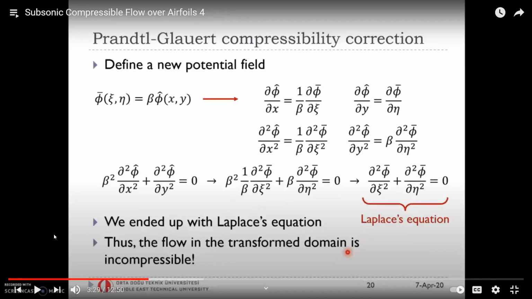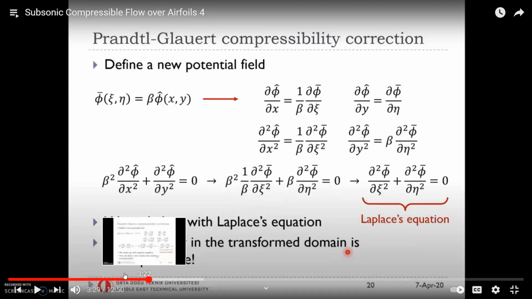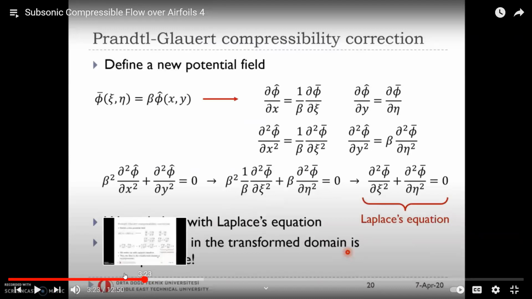Yes, we basically get the Laplace equation for the new domain. So with the magic of mathematics, now you ended up with Laplace's equation, right? Of course, the variables are different. The dependent and the independent variables are different. Phi bar is not equal to phi hat, and eta, for example, is not equal to y. Psi is equal to x, but eta is not equal to y.